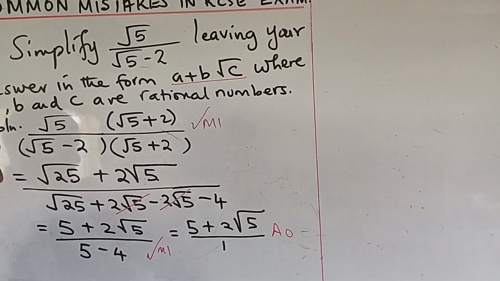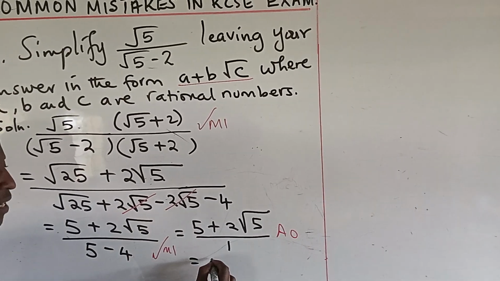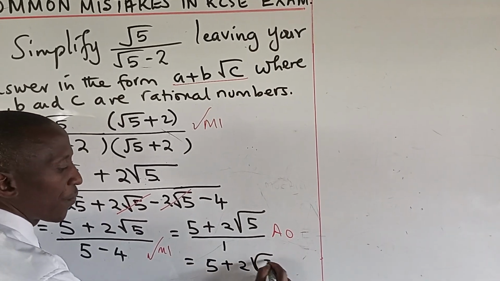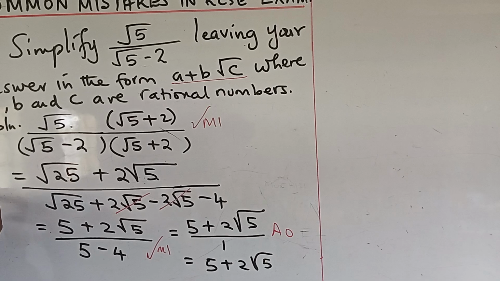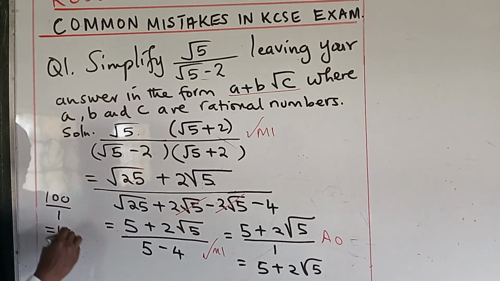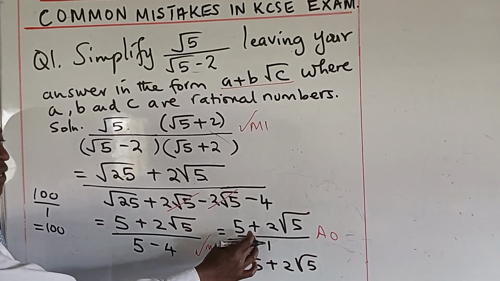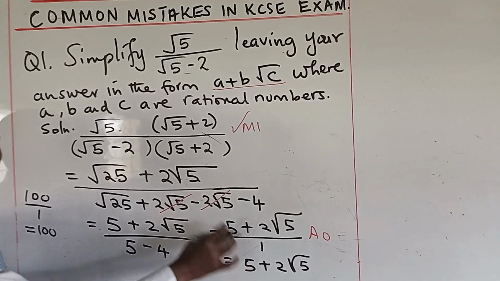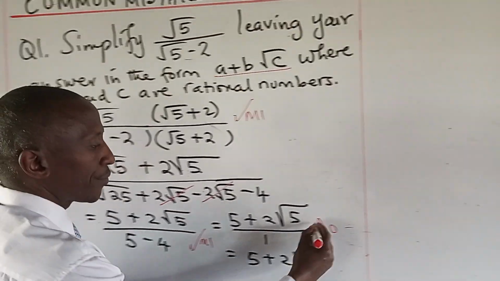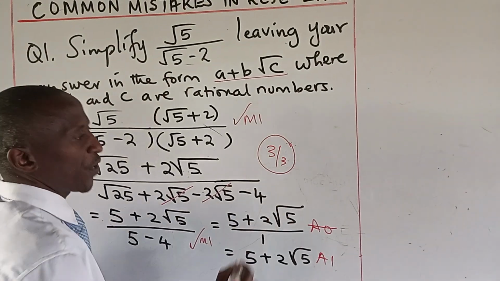So what should it be? The learner is required to simplify this and work it out as 5 plus 2 root 5. Simply because take a value like 100. If you divide by 1, you get a result which is 100. So here there is some working which is required to be done. The learner should not leave the answer with some possible working. So at that point, then this learner gets an A1 and is able to score 3 out of 3.